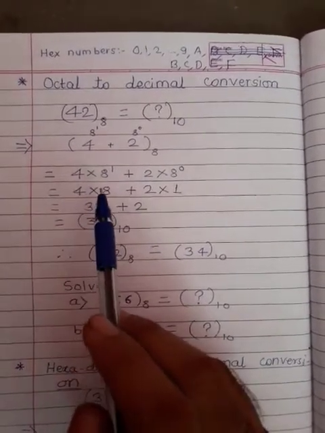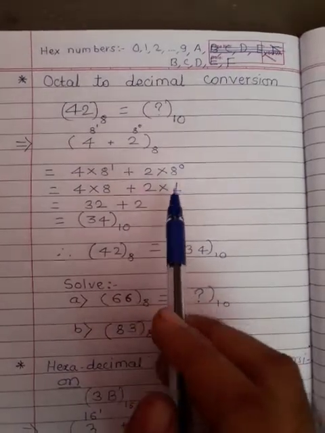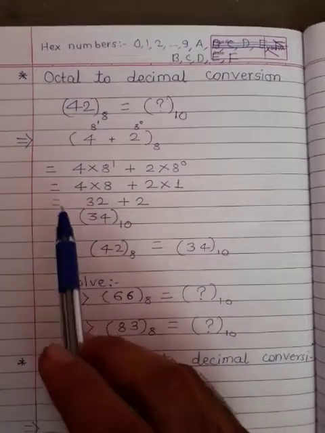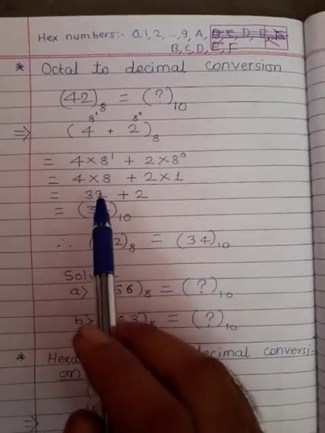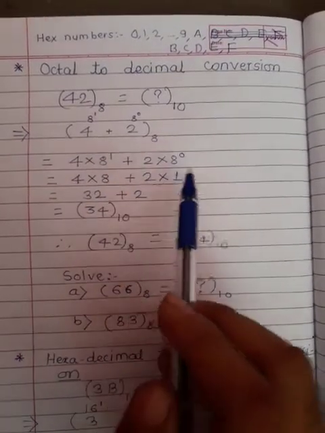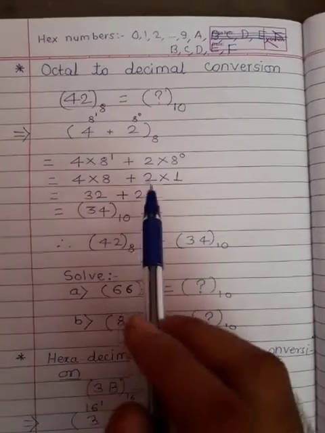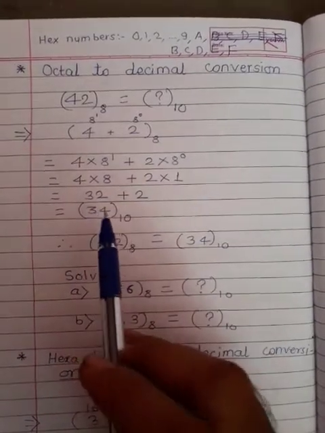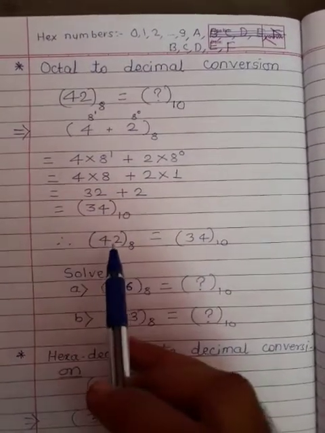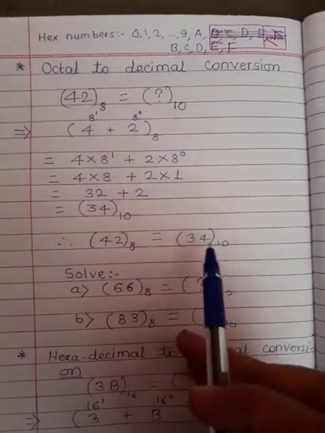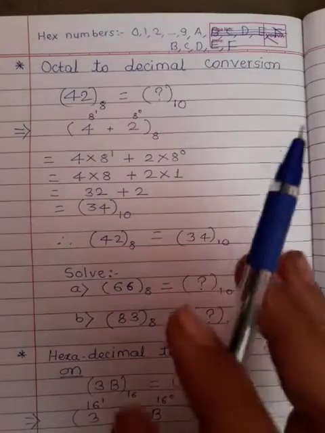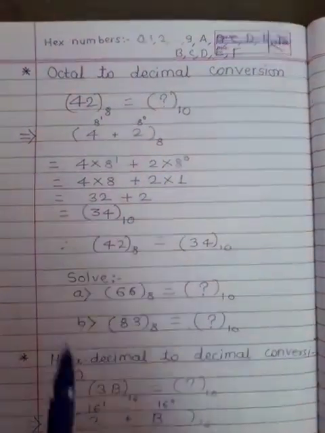And anything power 1 is that number itself. So 4 multiplied by 8 plus 2 multiplied by 1 equals to 4 8s are or 8 4s are 32 plus 2 1s are 2, and 32 plus 2 is 34. Therefore 42 octal is equal to 34 decimal. I hope you understood this example.